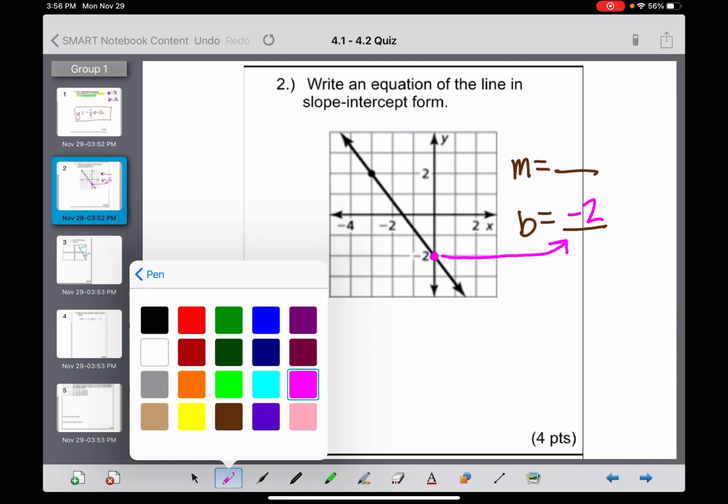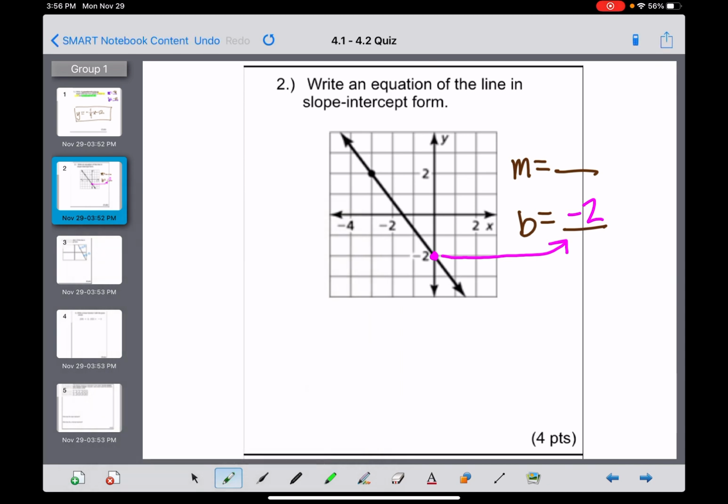Our slope, we have found the slope a lot this year. That is our rise over our run. So I'm going to count from coordinate to coordinate. I rise up 1, 2, 3, 4 units. And I run 1, 2, 3 units. I am going to the left, so that does make it negative. So my slope is negative 4/3.